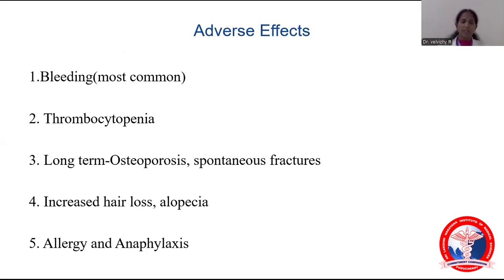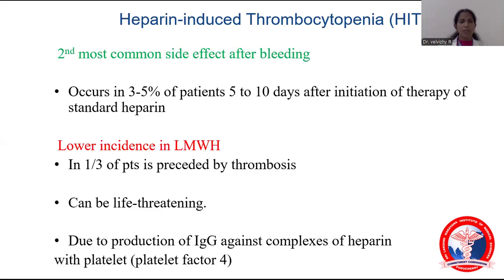Okay, adverse effects. As I told, these are anticoagulants, right? So bleeding manifestation is always the first adverse effect to develop, then thrombocytopenia. If used on a chronic or long-term basis, it produces osteoporosis and fracture. It even causes hair loss, alopecia, allergy, and anaphylaxis. And one important adverse effect of this is heparin-induced thrombocytopenia. This is the most common adverse effect with heparin.